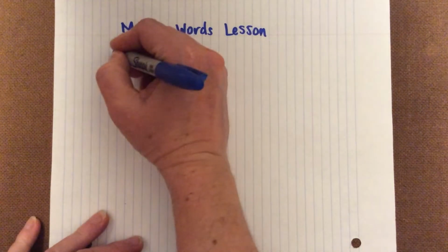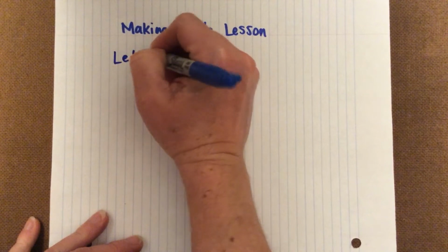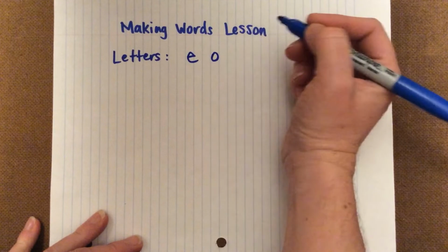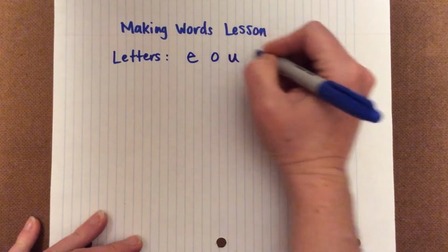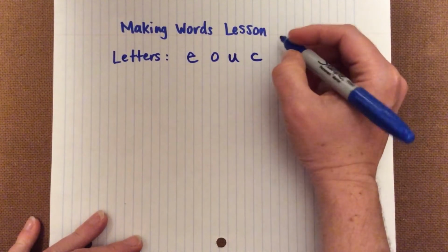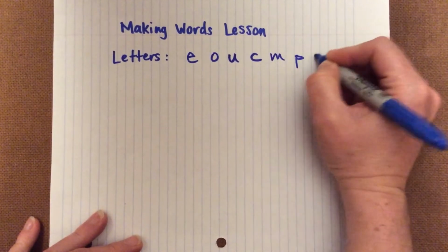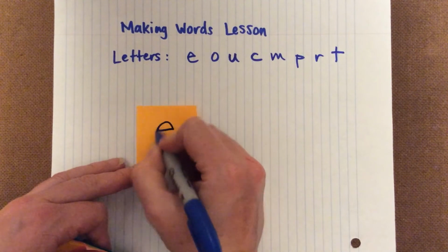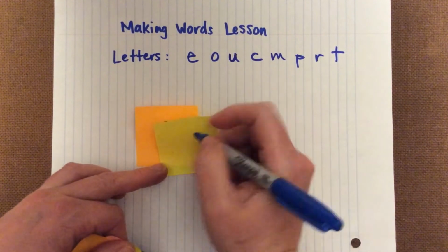So today the letters you'll need to make are E, O, U, C, M, P, R, T. So I'm just going to give each of my sticky notes now those letters.